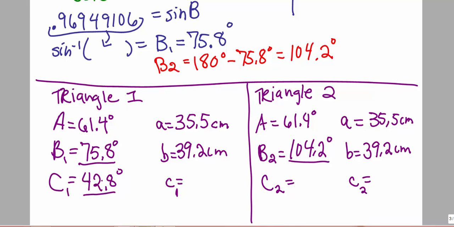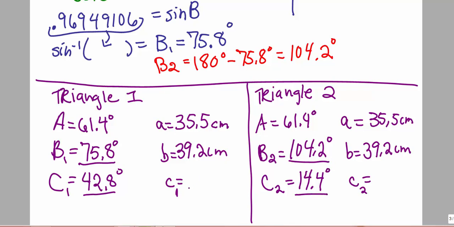In triangle 2, we were given that A was 61.4 degrees. We consider the possibility that angle B could have been that quadrant 2 angle, 104.2 degrees. Now, in triangle 2, if that is angle A and that is angle B, then what would have to be angle C? Well, it has to be whatever's left over from 180 degrees. So we're going to take 180 degrees, subtract angle A, subtract angle B, and what we have left over that's possible for angle C would be 14.4 degrees.